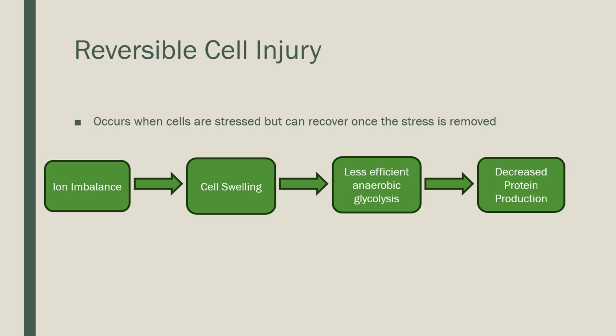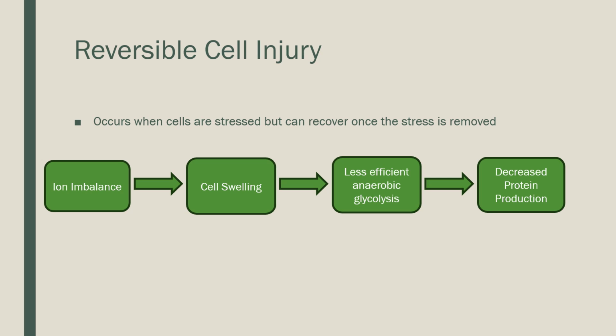Reversible injury occurs when the cells are stressed but can recover once the stress is removed. Ion imbalances lead to increased sodium and calcium inside the cell. Cell swelling happens due to fluid influx, especially in organelles like mitochondria and the endoplasmic reticulum. The cells use anaerobic glycolysis instead of efficient energy production, causing lactic acid buildup and acidifying the cell, which slows metabolism. The plasma membrane may form blisters and ribosomes may detach, reducing protein production.